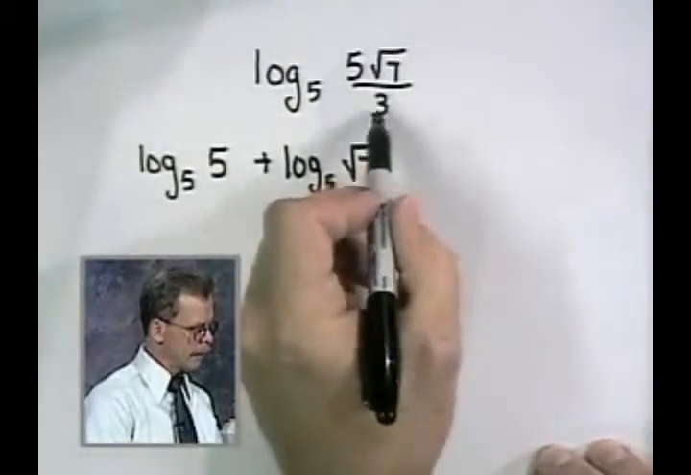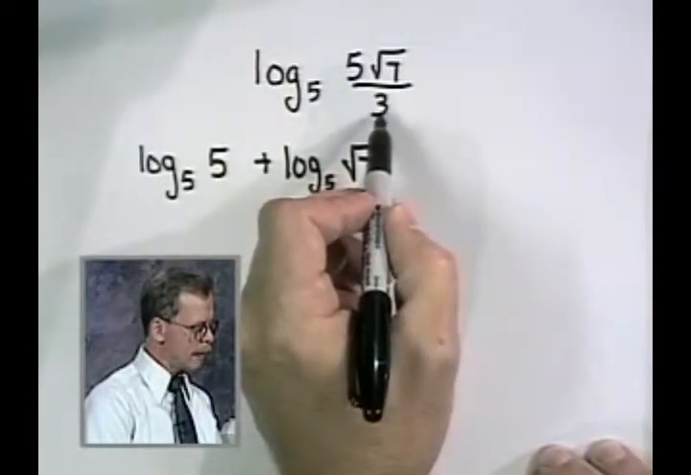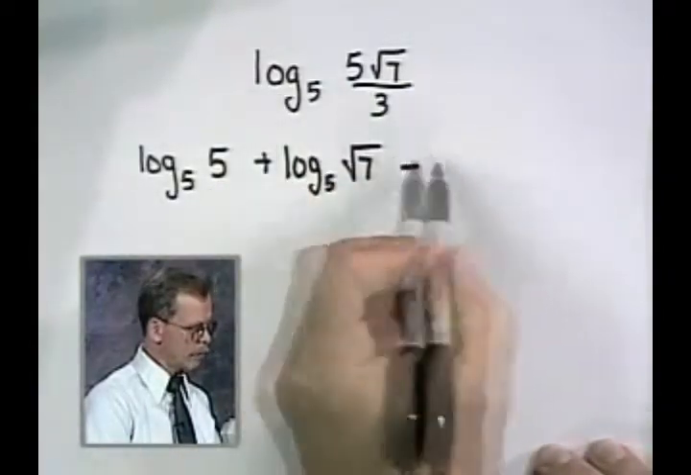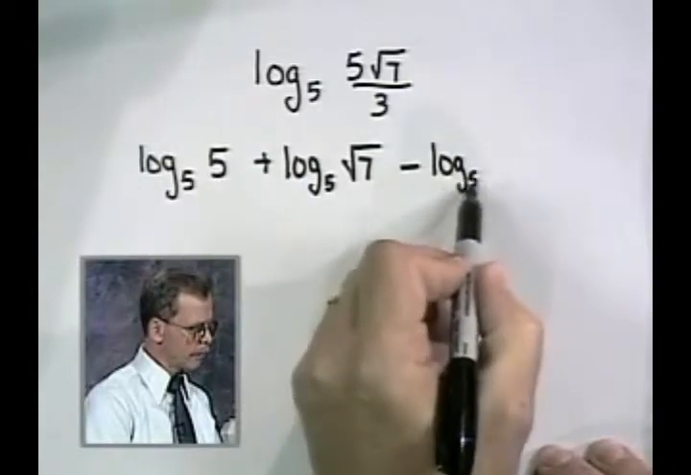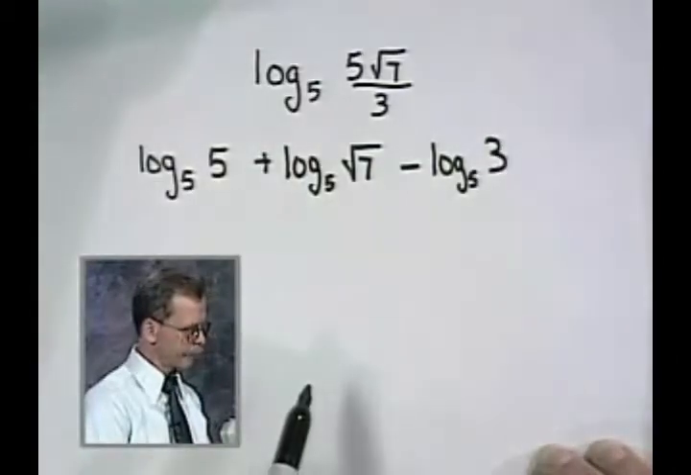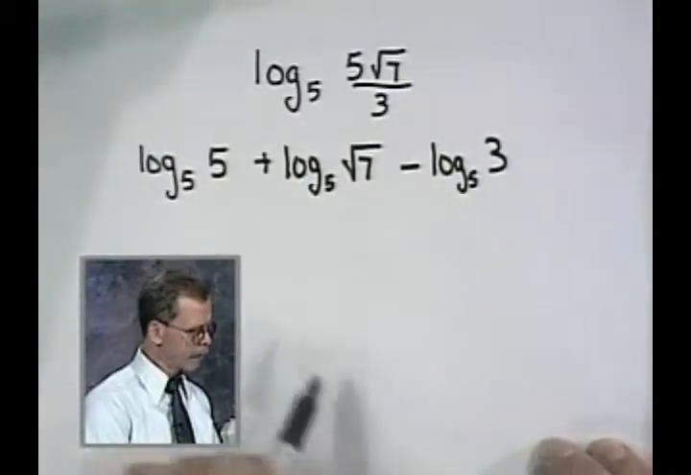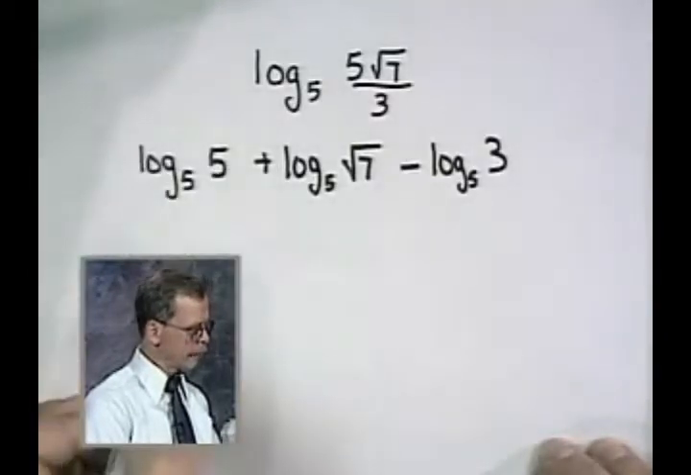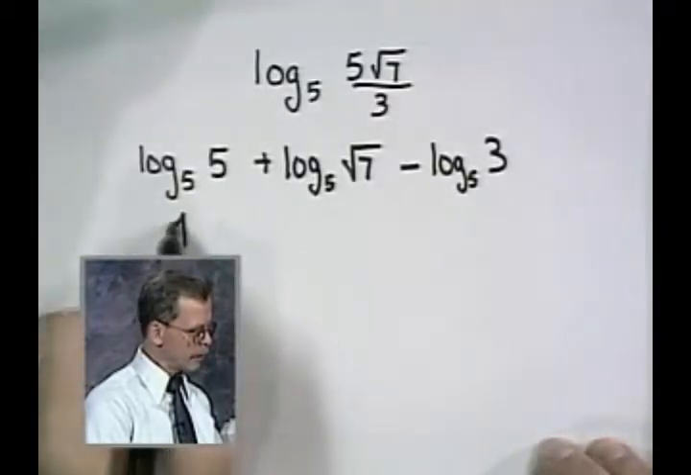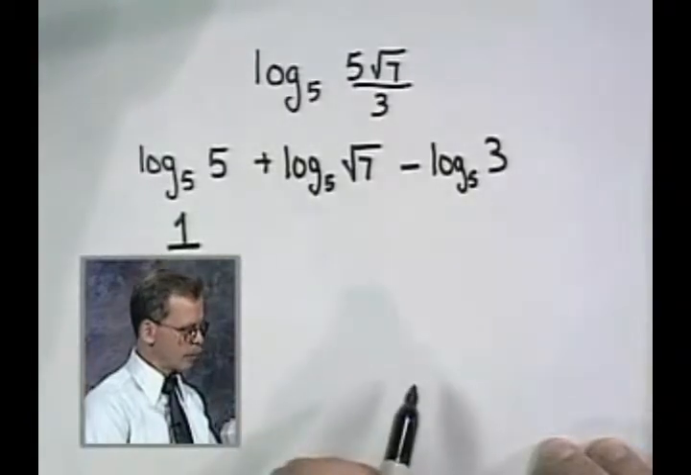And then we divide. When we divide, we subtract the logarithms. So we'll subtract log base 5 of 3. We're not done yet. The log base 5 of 5, that's a simple property that says log base 5 of 5 is 1.